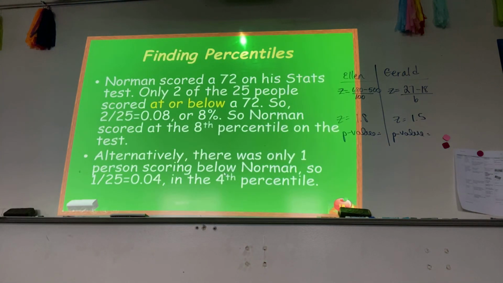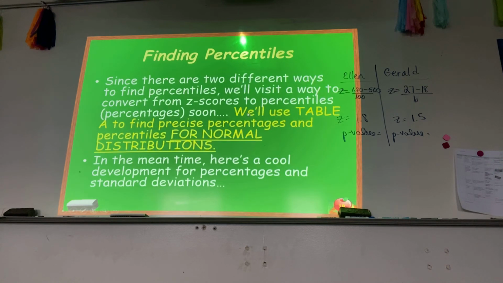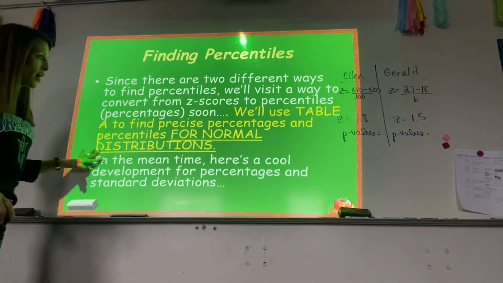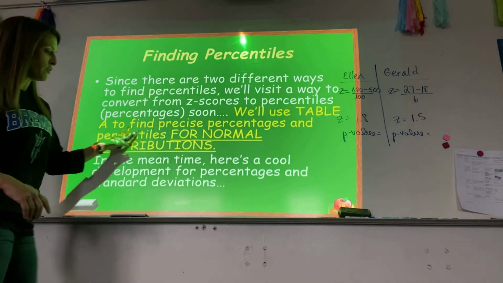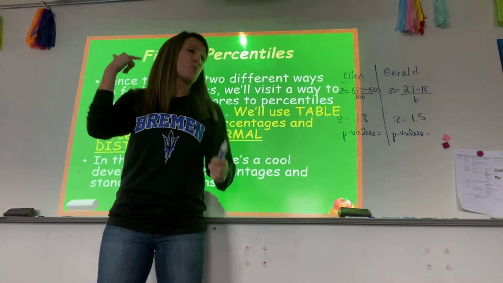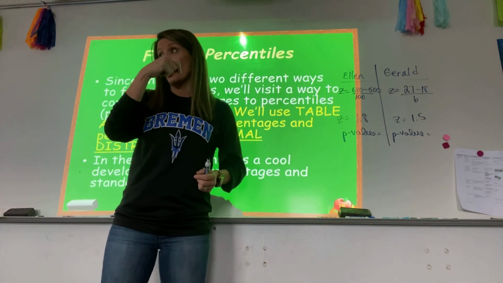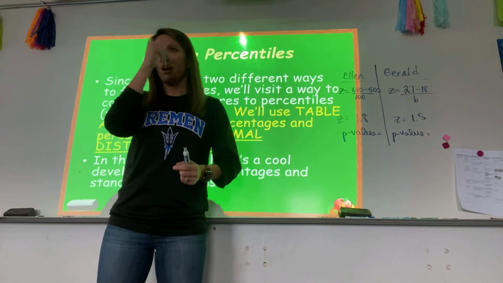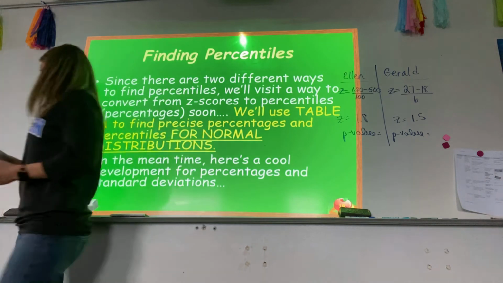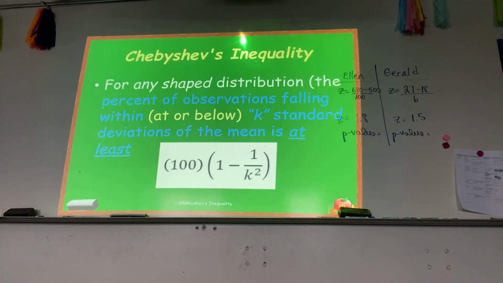All right, the next thing, we already did one, so I'm not going to do that. Again, there are different ways of finding percentiles. So now moving on to table A, I've already shown you that. That will give you something called a p-value. It's a precise percentage, probability, proportion. That's why I call it a p-value, because it's like probability, percentage, proportion. So I just call it a p-value, and that's what we'll call it throughout.